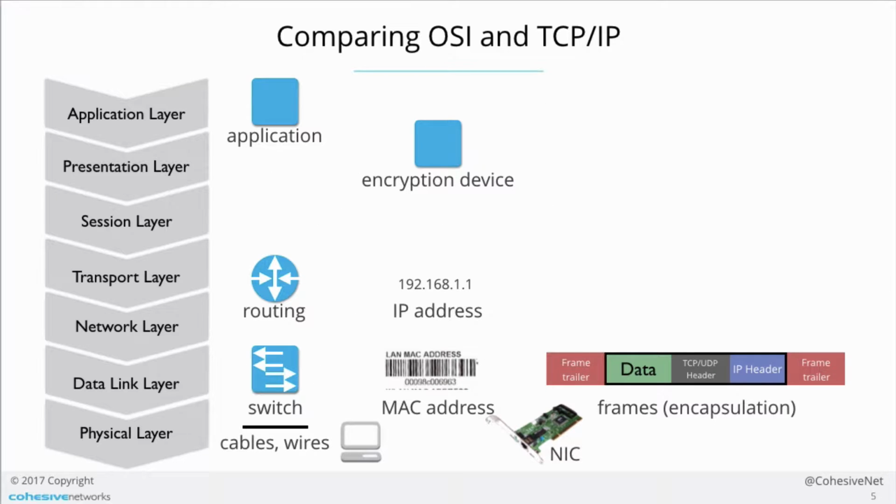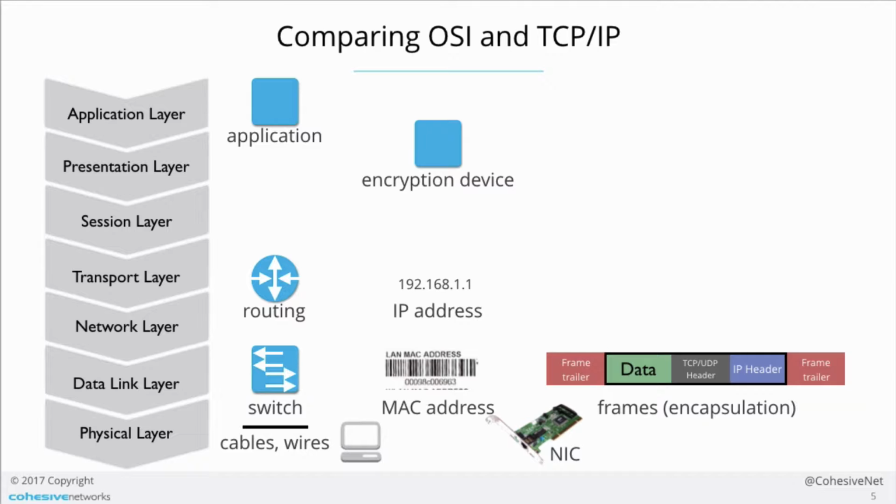So to put it with some devices and concepts, the physical layer has your cables and wires. It also is where your NIC devices are. These are network interface cards. Moving up, layer 2, data link layer, is where your switches are. Remember, switches are like dumb routers. They just forward packets to the next hop.